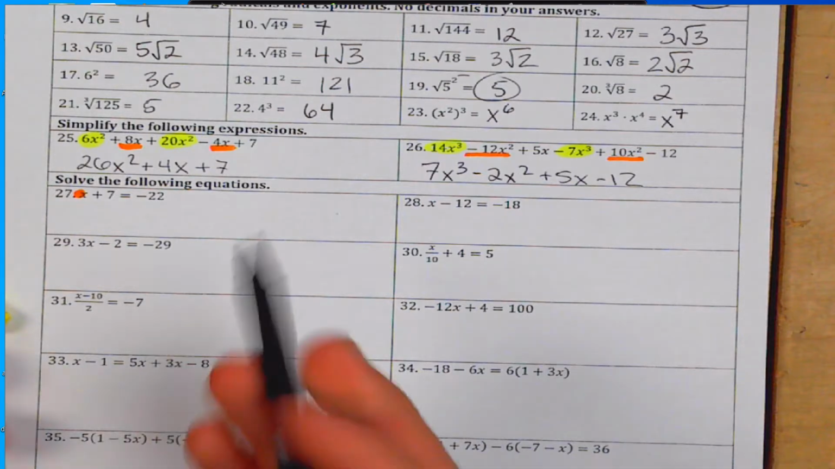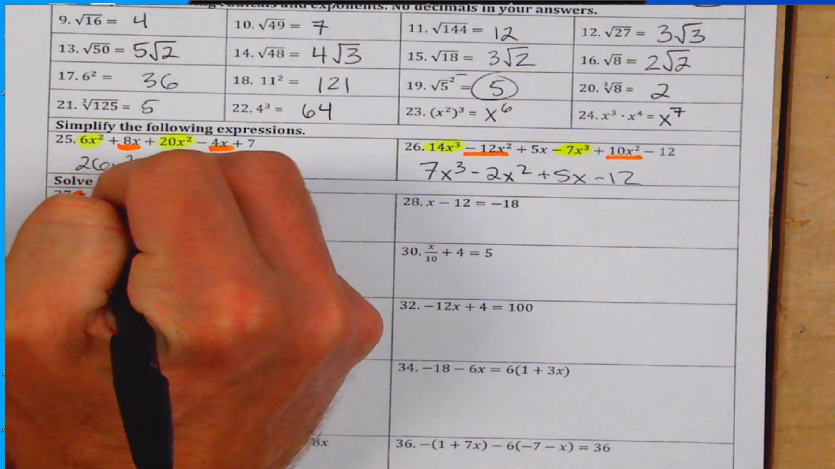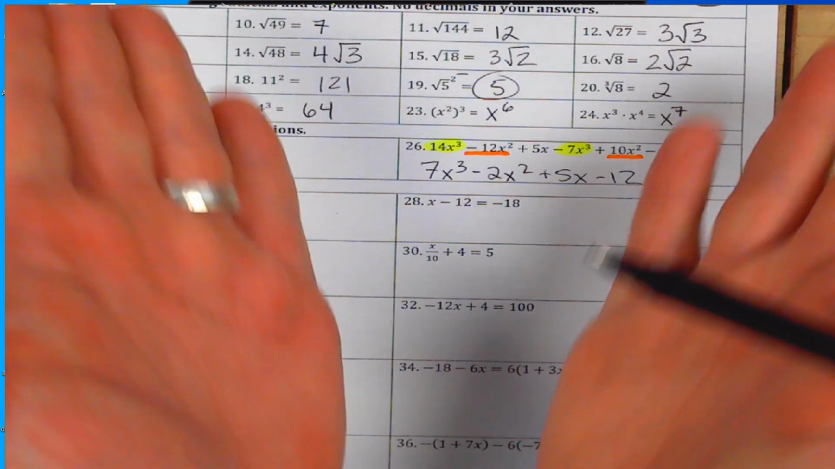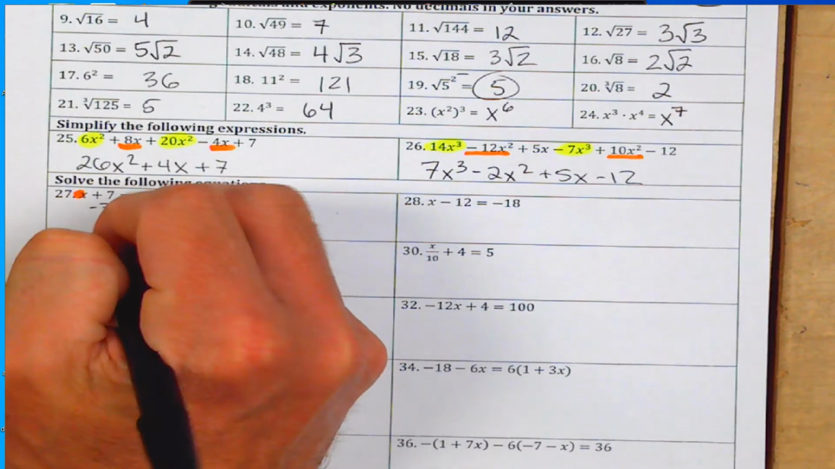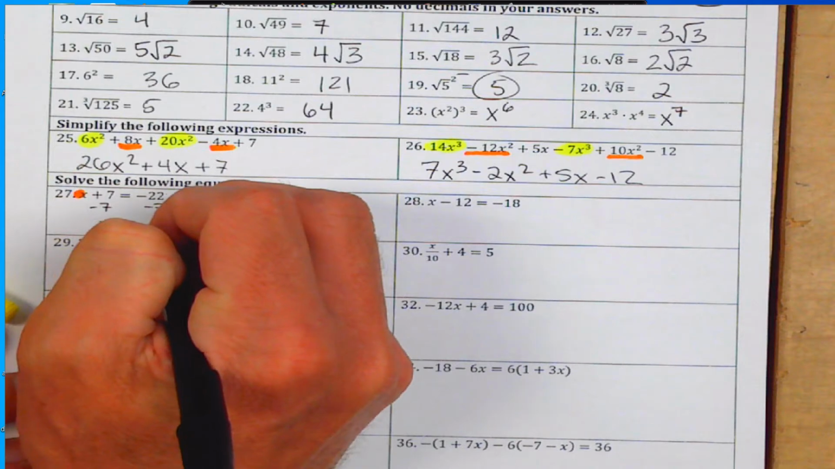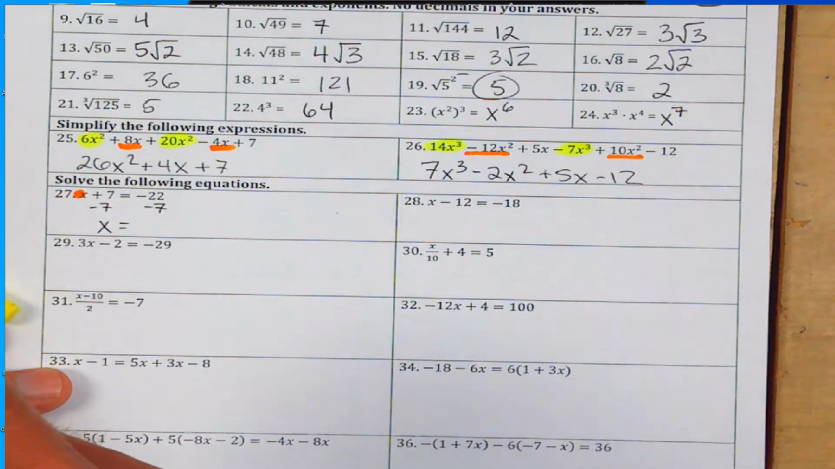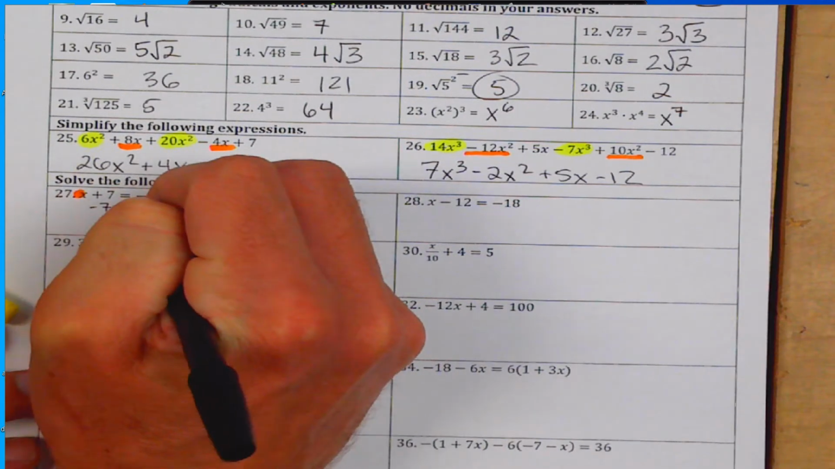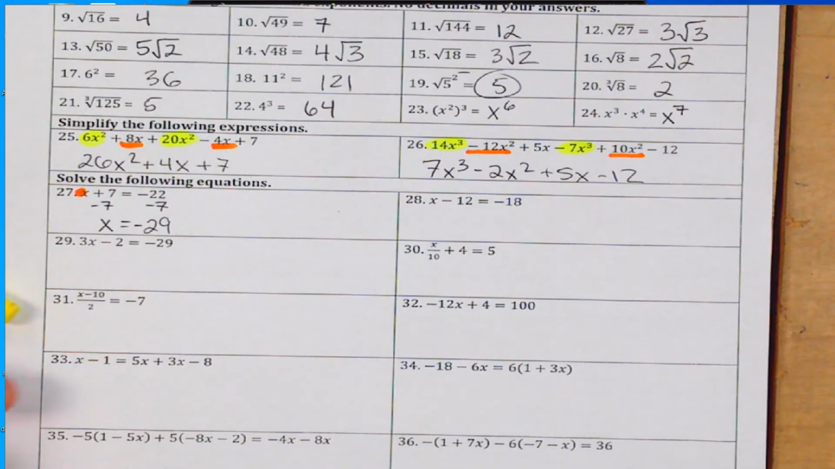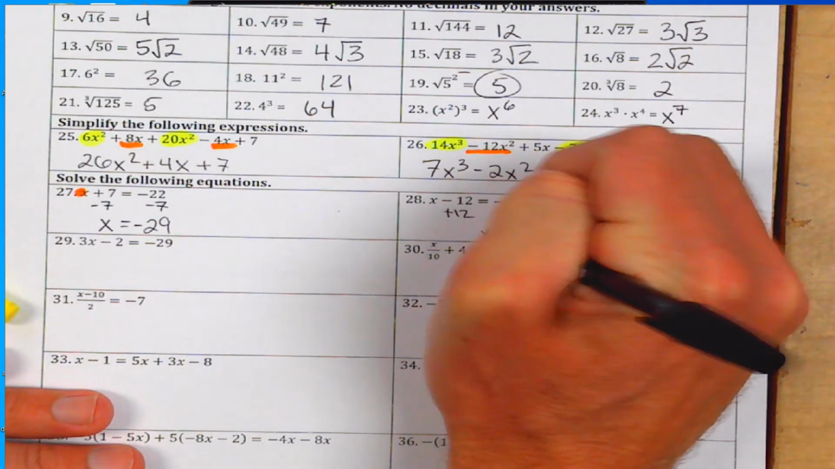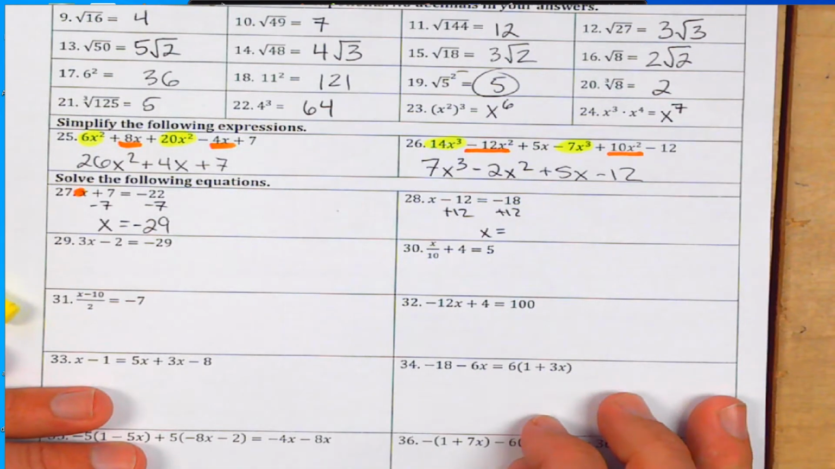So to get rid of the 7, I'm going to subtract 7 on both sides, because whatever I do on one side, I have to do on the other. And so that's going to be x equals negative 22 minus 7. They're both negative. So what's going to happen is we're going to sum them together, and they'll stay negative. It gives me negative 29. Over here, we're going to do plus 12. That's going to give me x equals negative 18 plus 12, which will be a negative 6.